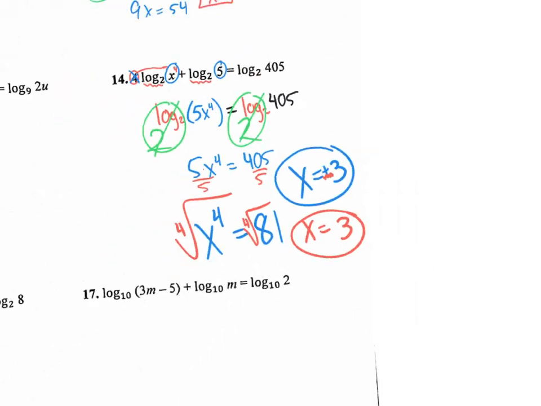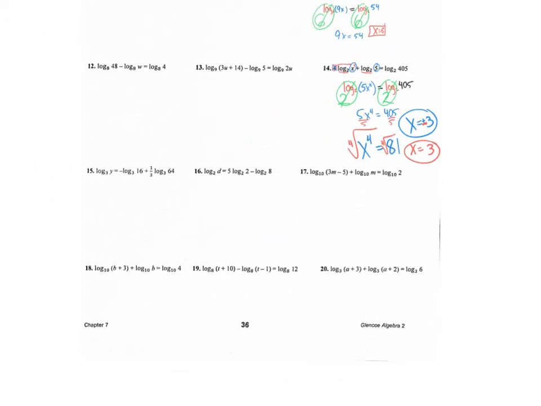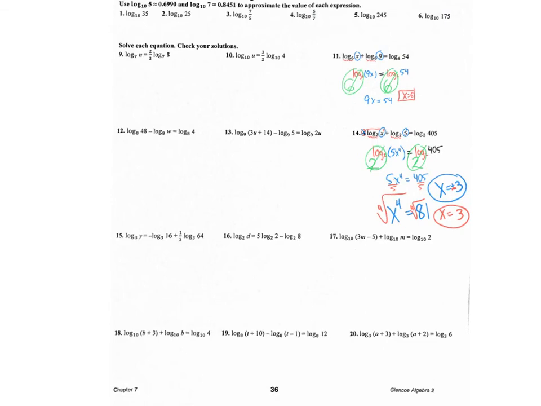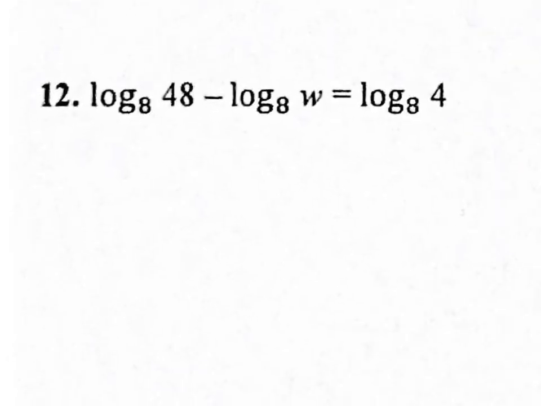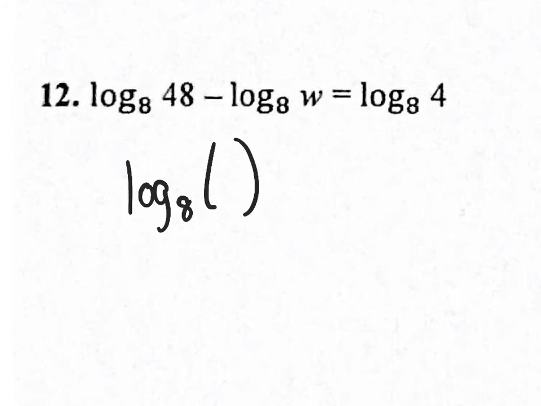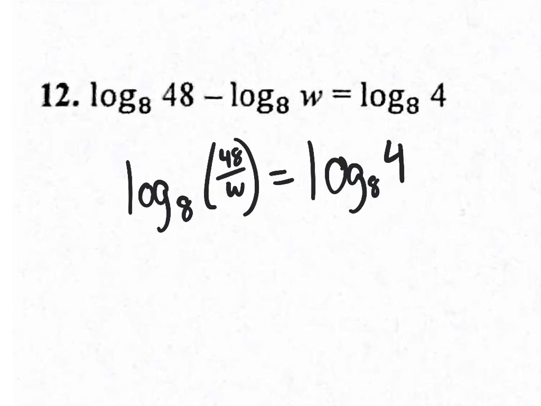Which other one would you like to do? 12. What property am I going to use? Quotient. Log base 8 of something divided by something. What is that? 48 divided by w. What does that equal? Log base 8 of 4.